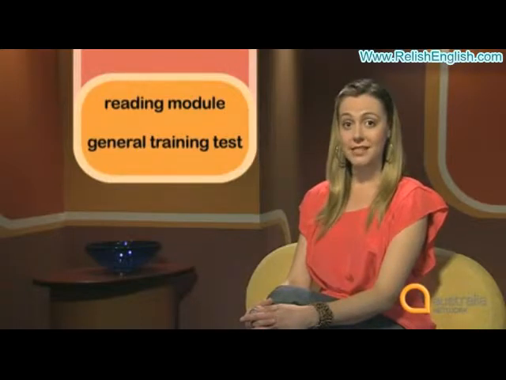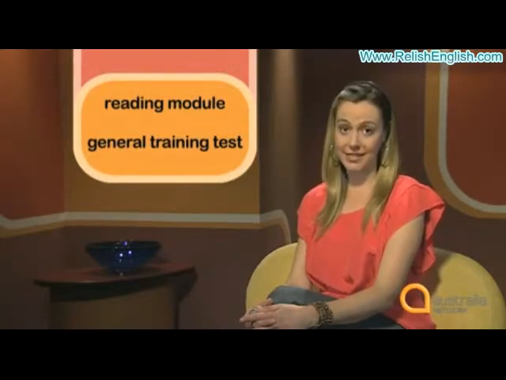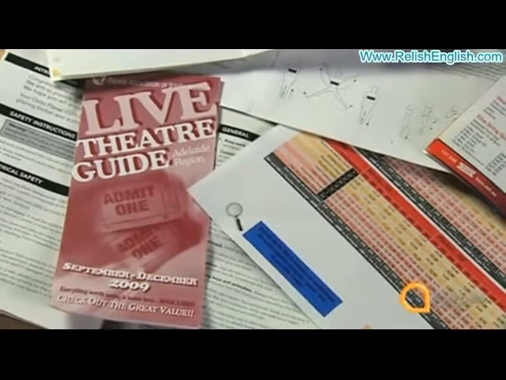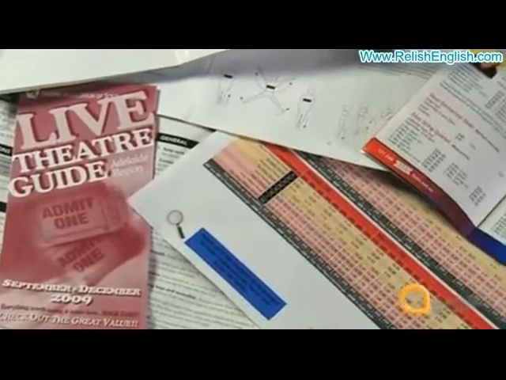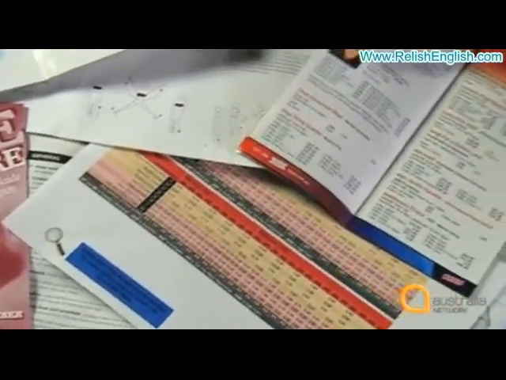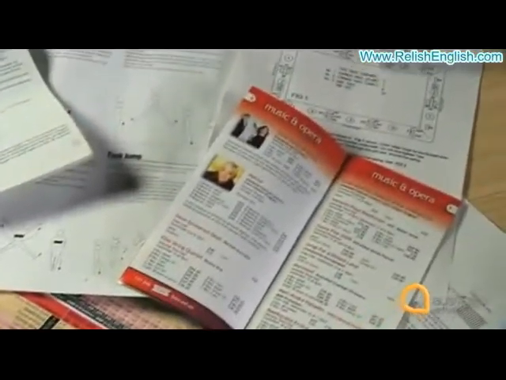The general reading test is divided into 3 sections. Section 1 has up to 3 short texts that you are likely to come across, such as entertainment brochures, bus timetables, accommodation lists, and instructions.